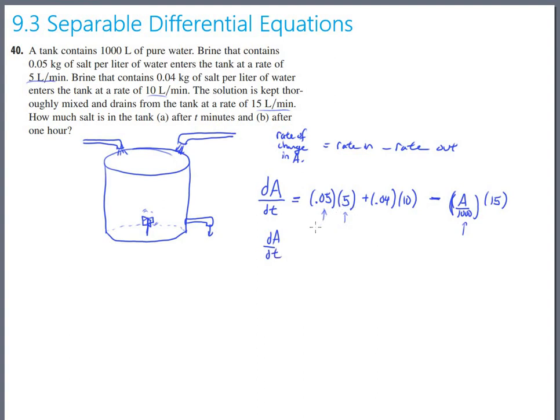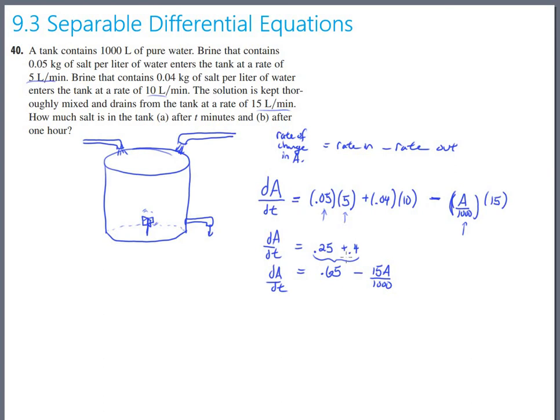So these multiplications are pretty easy to do. We've got 0.25 and 0.4. So actually here, let's just crunch that together to 0.65. So 0.65 minus 15A over 1,000 equals dA/dt. Okay, differential equation is set up.